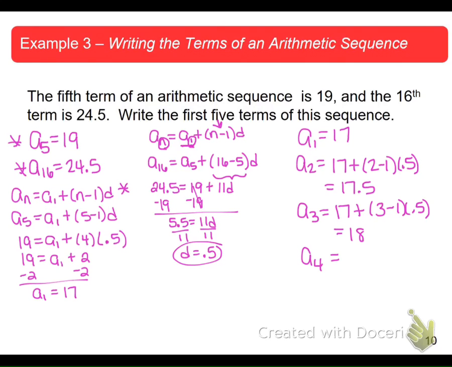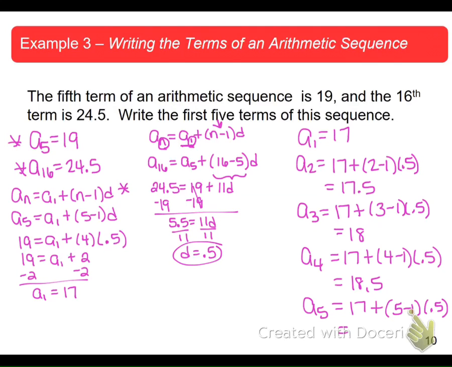A sub 4 then would be 17 plus, now n is 4 minus 1 times the 0.5. And you would find that it is 18.5. And then the fifth term, a sub 5, is the first term, 17 plus, now n is 5, times your common difference, which is 0.5, and you would find it's 19. And that one better be 19 because that was actually given to us. So we know then that we should have it correct since we did this.